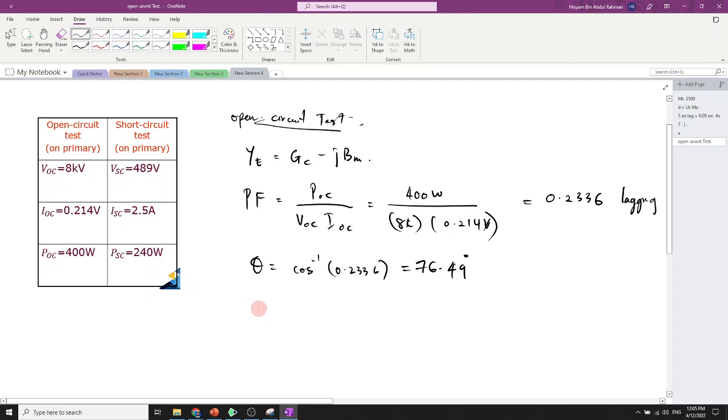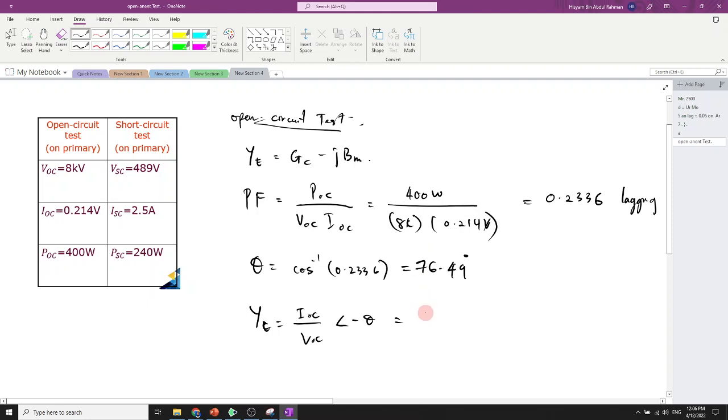So now we want to calculate the YE. YE is equal to apa? IOC over VOC, negative theta. Am I right? Betul ke tak betul ni? Ya, betul. Okay, good.